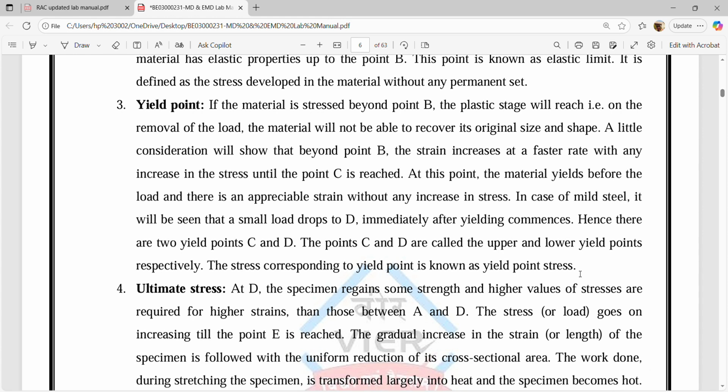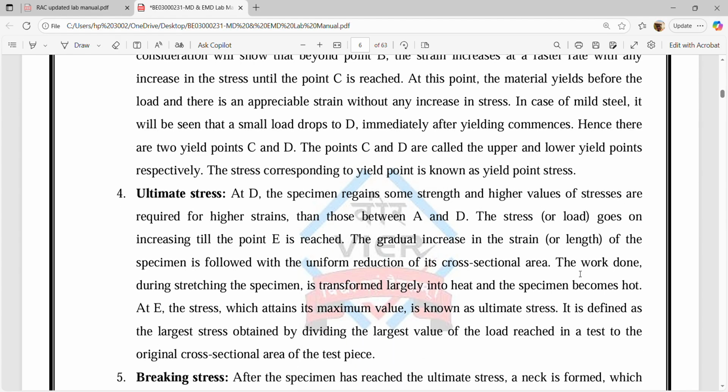Fourth one is ultimate stress. At capital D, the specimen regains some strength and higher values of stresses are required for higher strains than those between capital A and capital D. The stress or load goes on increasing till the point capital E is reached. The gradual increase in the strain or length of the specimen is followed with the uniform reduction of its cross-sectional area. The work done during stretching the specimen is transformed largely into heat and the specimen becomes hot.